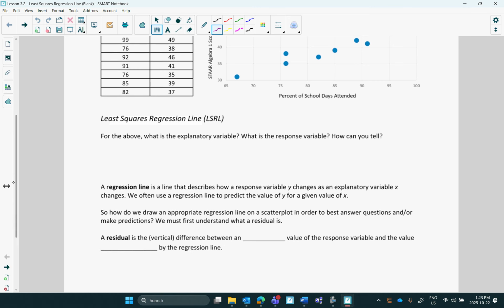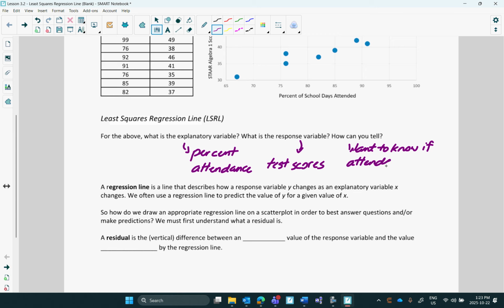So explanatory would be the percent attendance, response would be test scores, and how can you tell? How do you know which one is which? We want to know if attendance predicts test scores.